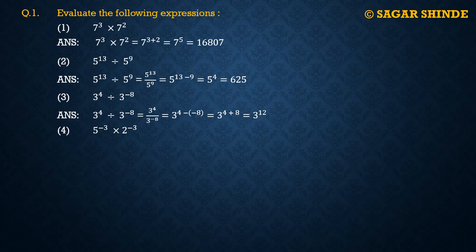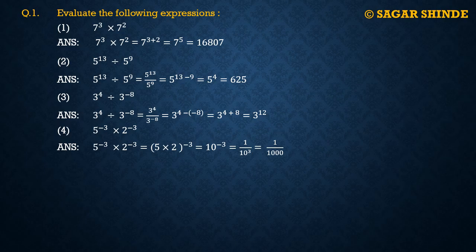Now which law we have to apply? You have to think about it. See here, what do we see? Here we have different bases. Bases are not equal, but their powers are equal. And in this case, if bases are not equal and powers are equal, what we do? We simply multiply the bases and keep the same power. So for the answer of this one, we have simply multiplied the bases 5 into 2 and we have kept the same power for the answer, that is minus 3.